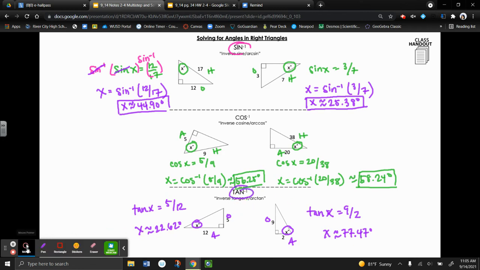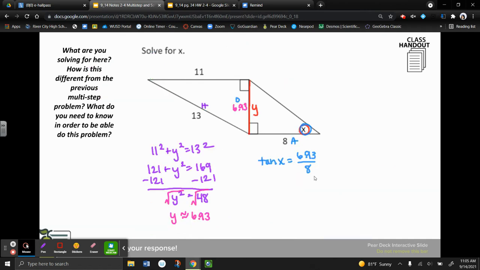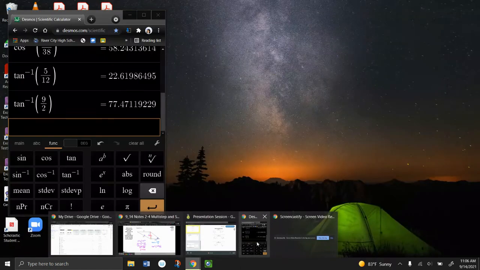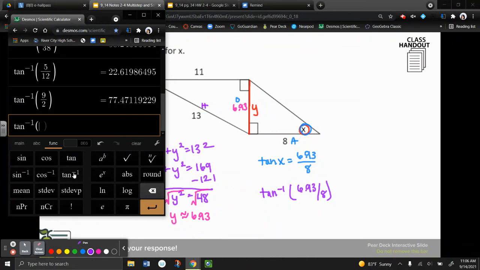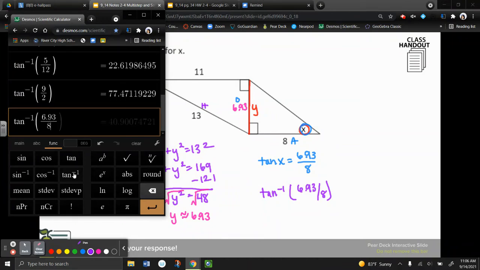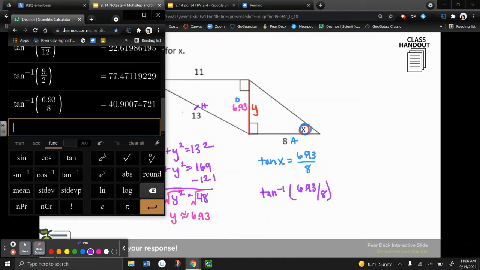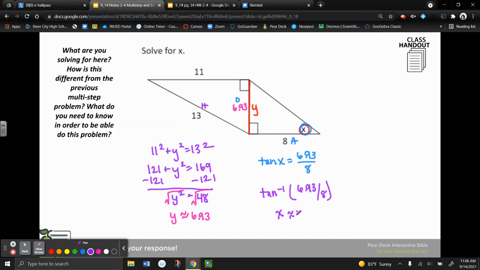So now that we know that, we should be able to go back to the previous slide and solve for x here. Now that we know we're solving for the angle, we know that we're just going to be using inverse tangent, 6.93/8. So inverse tan, 6.93/8 gives me an angle of 40.90 degrees.